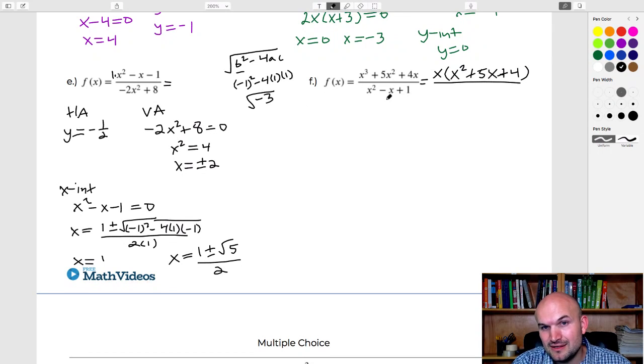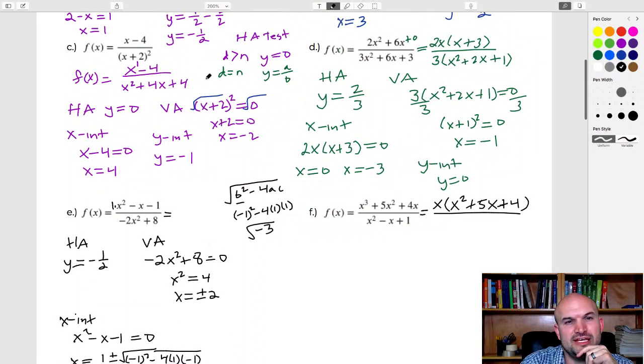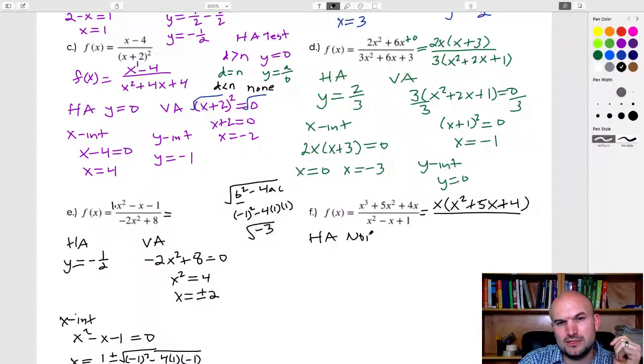That means that there are no real numbers that make this denominator equal to 0. So that will be important. Once I recognize that, I'm saying, hey, let's just go and check that out. One thing I notice here is that via the horizontal asymptote test, the degree in my denominator is less than the degree in my numerator. So the horizontal asymptote says there are no horizontal asymptotes. So horizontal asymptotes, none. Vertical asymptotes is also none.